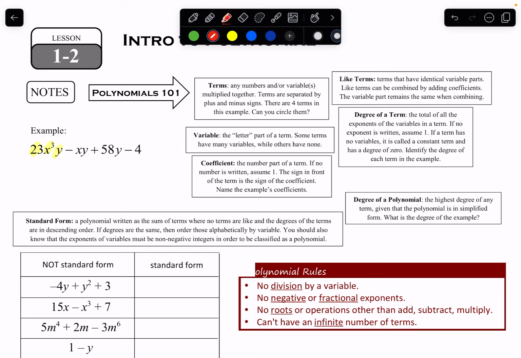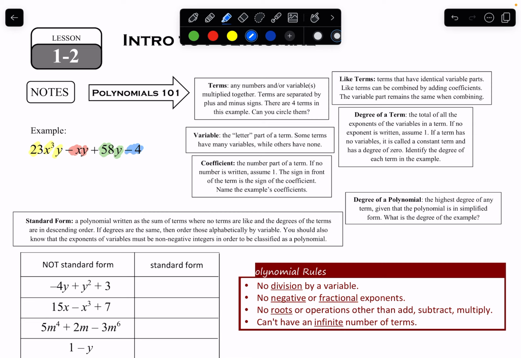The negative x is getting multiplied by the y. Those together make a second term. The 58 is getting multiplied by a y. That makes a third term. And then this minus 4 is the fourth term. So this example has 4 different terms. They're separated by a plus and a minus.